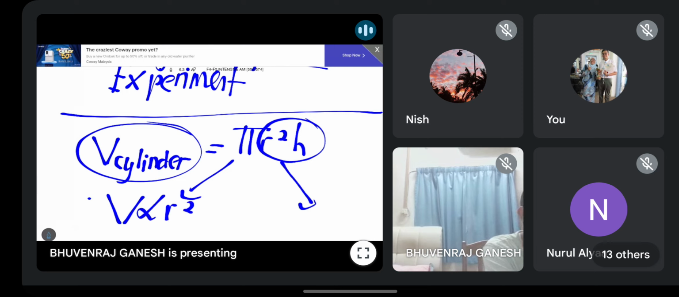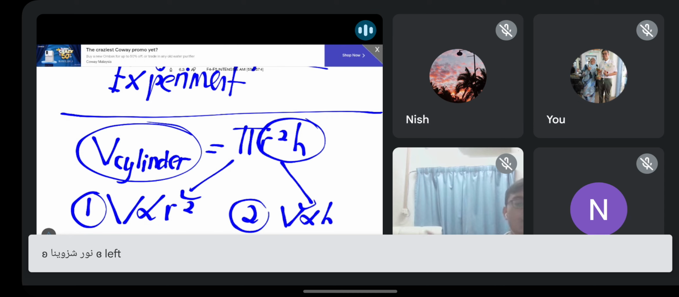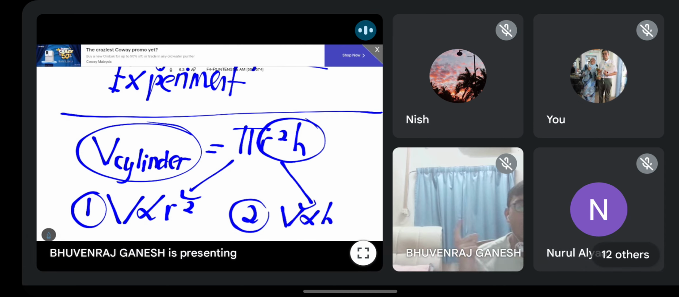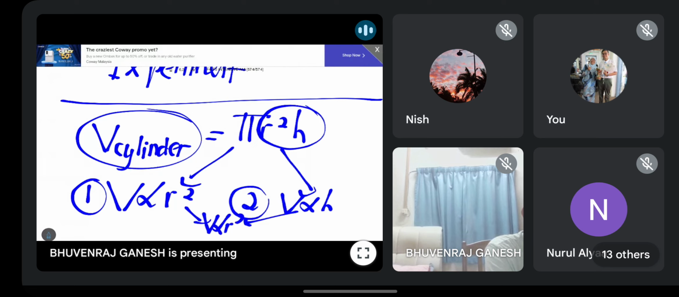Basically, that one is combined already lah. So guys, basically you got two types of variation here. Kamu ada dua jenis. First and second. Can you all understand? V berkadar langsung dengan kuasa 2 R. V varies directly as the square of R, and also V varies directly as the height. V berkadar langsung dengan ketinggian. If you combine these two lah, kamu akan dapat V berkadar langsung dengan R kuasa 2 H. Can you guys understand?